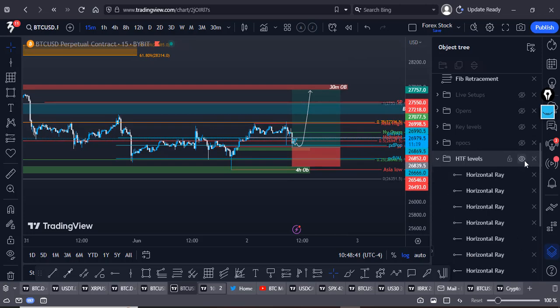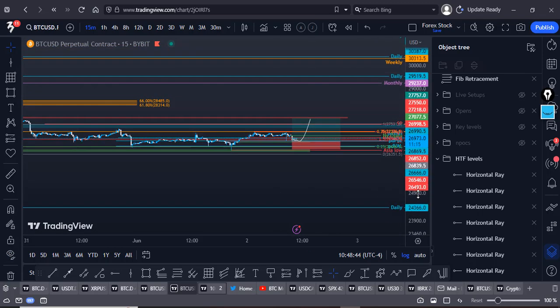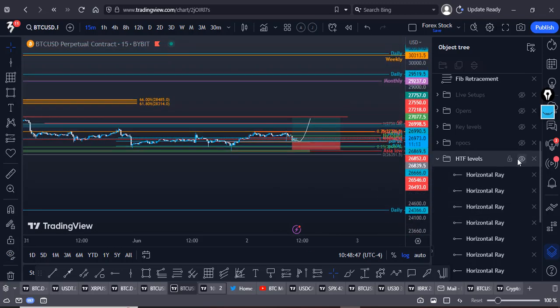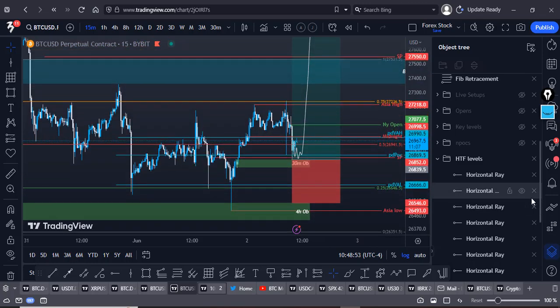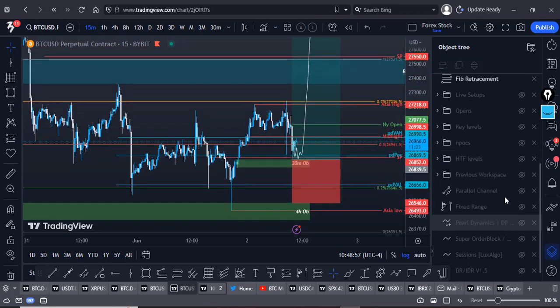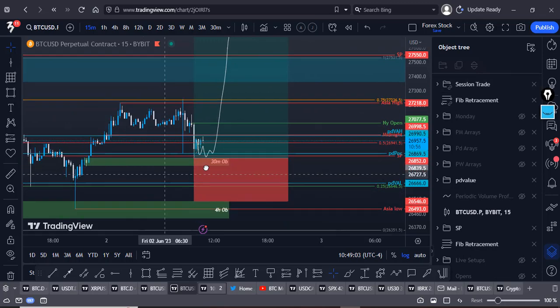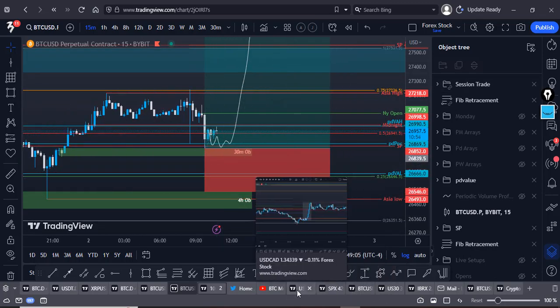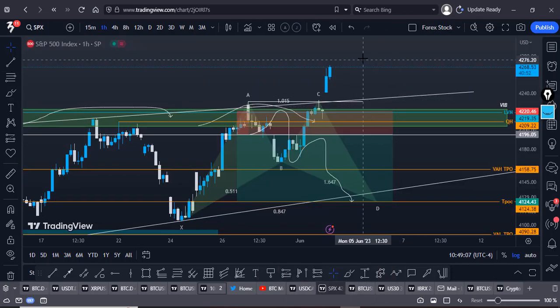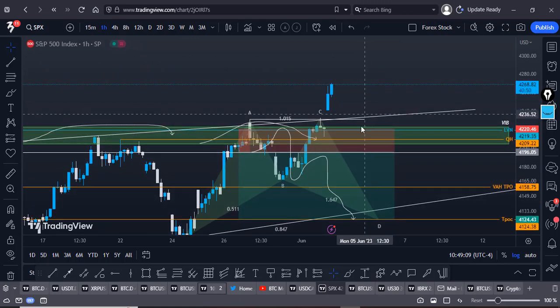It's been protected so far. Higher time frame levels are really far away from the range. So this is pretty range bound price action at the moment. I think I have covered most of the things already.